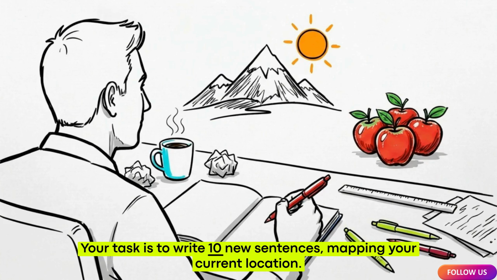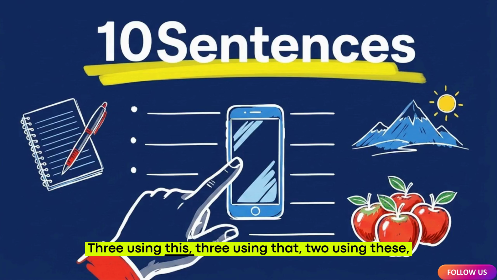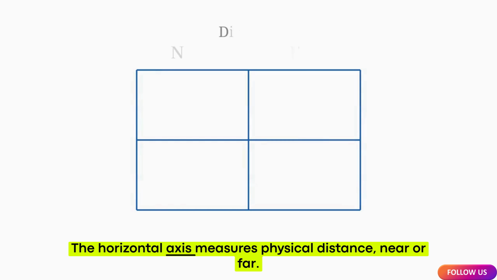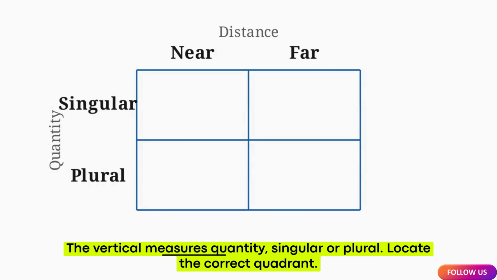Your task is to write 10 new sentences mapping your current location, 3 using this, 3 using that, 2 using these, and 2 using those. To guide you, rely on this matrix. The horizontal axis measures physical distance, near or far. The vertical measures quantity, singular or plural.